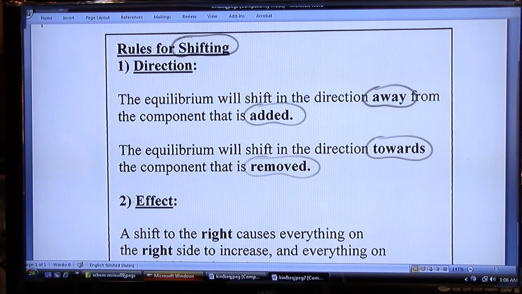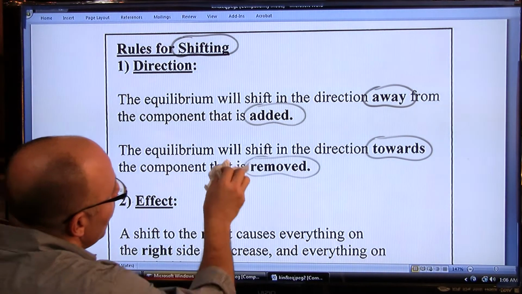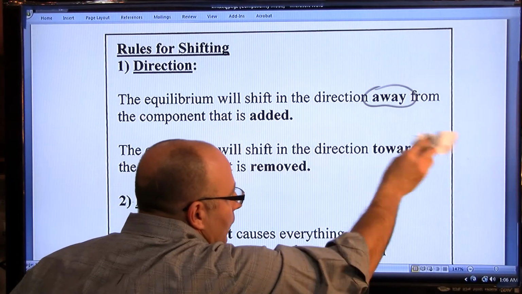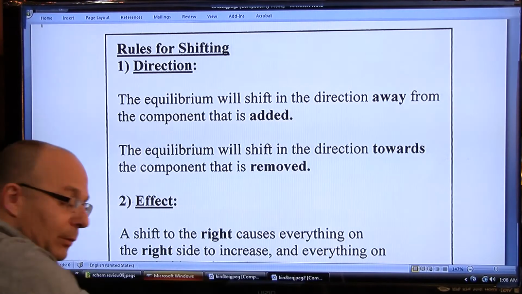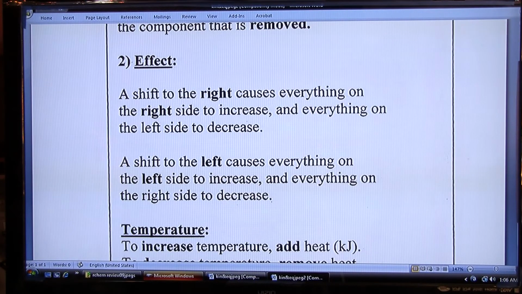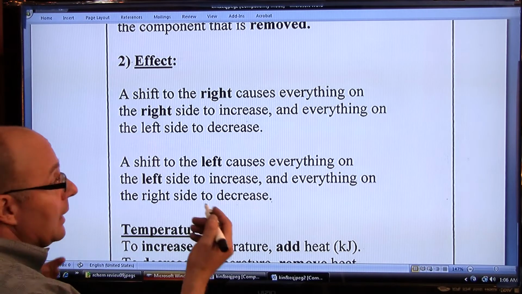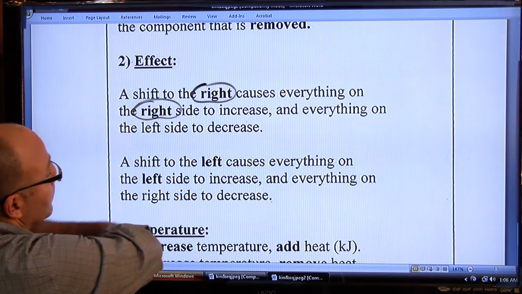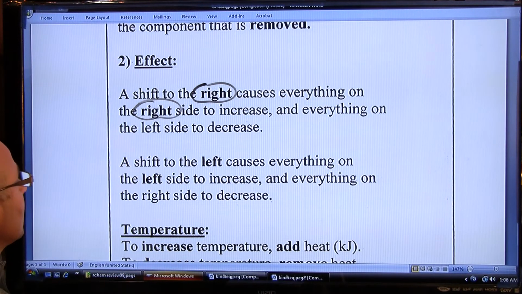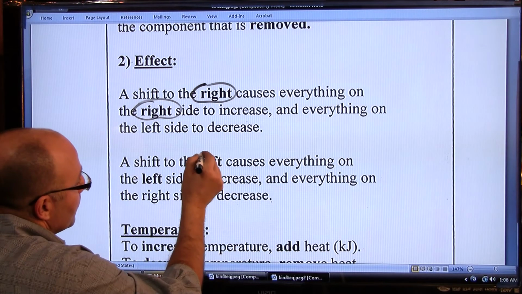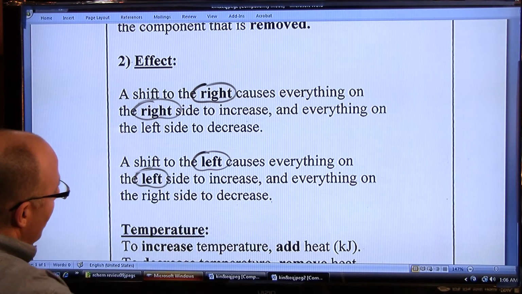Then, as far as the effect of this shift, once you've decided that the equilibrium shifts to the right or the left, let's interpret what that means. A shift to the right causes everything on the right side to increase and everything on the left side to decrease in concentration or amounts, depending on how they ask the question. And a shift to the left causes everything on the left side to increase, while everything on the right side decreases. We'll see more of that in a second.